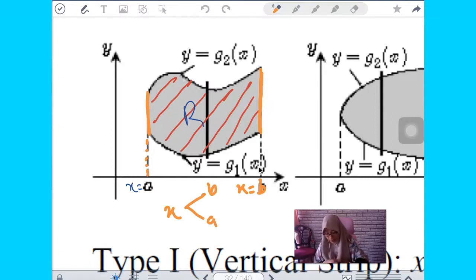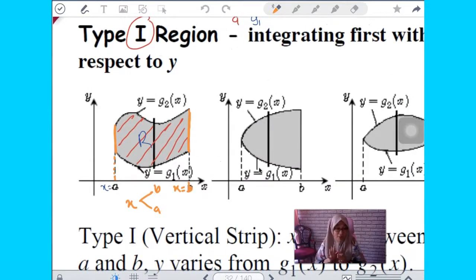Okay, so then you got the limit of x. Now how about to get the limit of y? Using this line again. So this is very important. The vertical line that you sketch is just to guide you to find the lower bound of y and the upper bound of y.